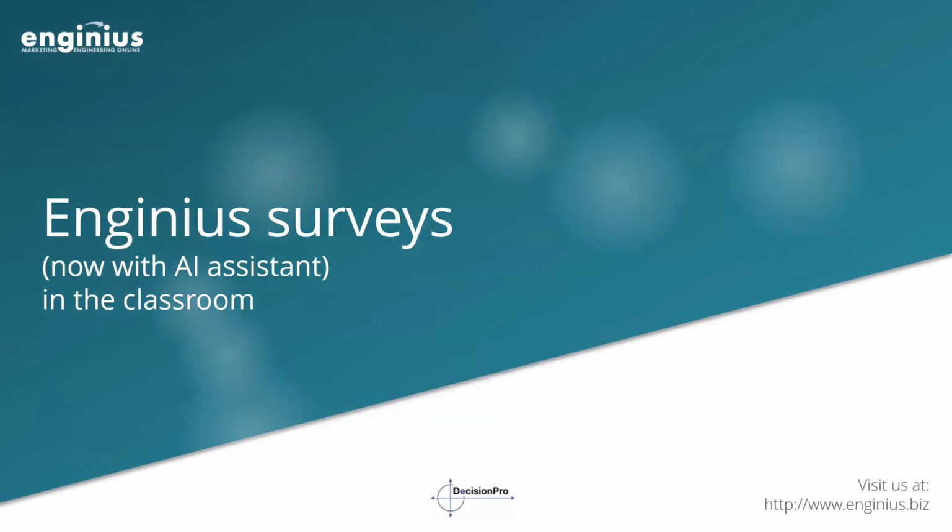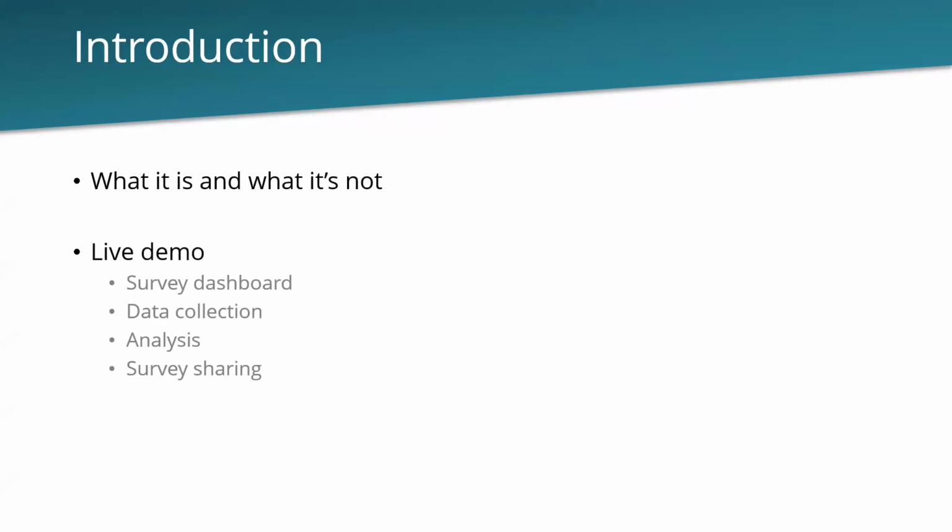Today we're going to talk very briefly about Enginius surveys. We're going to spend about 20 minutes explaining how it works. We don't need more. It's super easy to do. Basically, we are going to introduce very quickly what it is, what it's not. We're going to run a live demo of how to develop a survey, collect data, and analyze it in real time, and give you some tips and tricks about how to use it in the classroom. I've been using it extensively. It's now part of my teaching arsenal, and it makes classroom very lively.